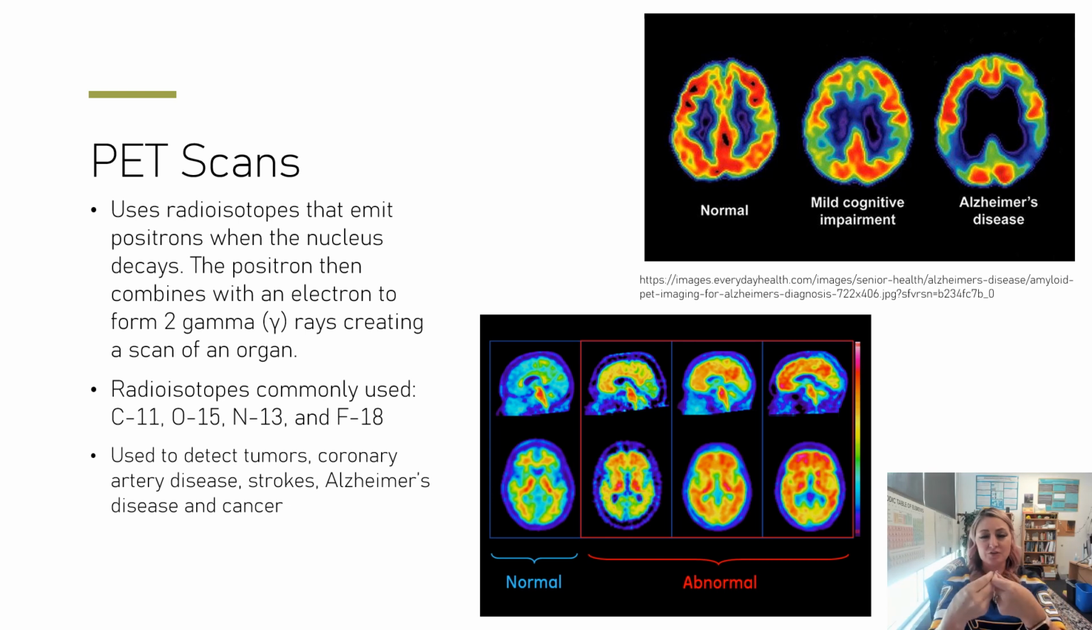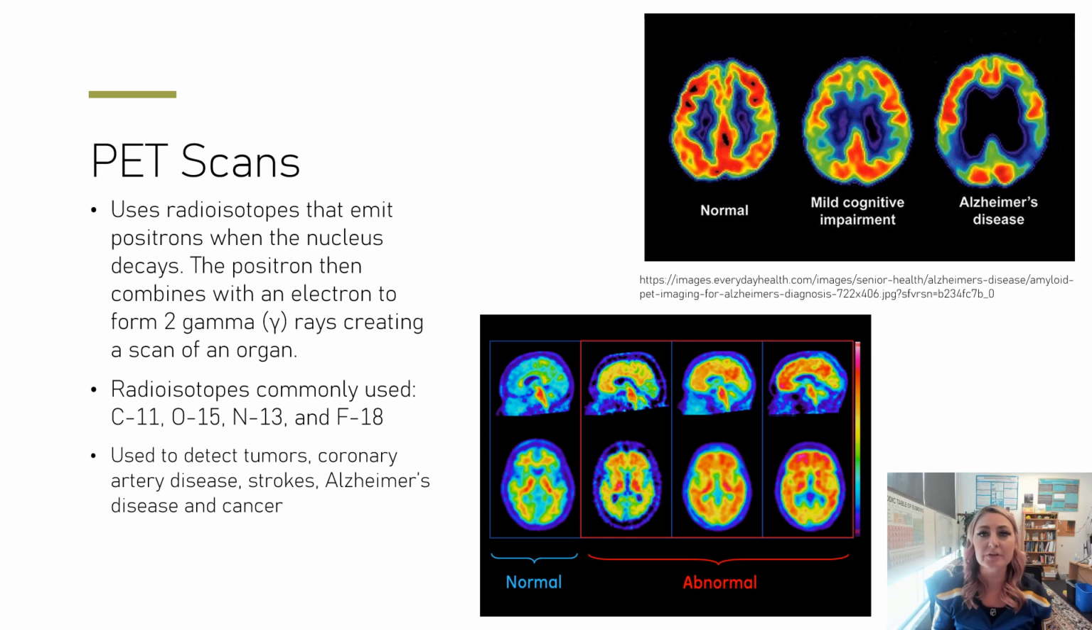A positron and electron will collide. When this happens, annihilation occurs and a photon of energy is released. And it's that photon that allows us to get the image of the scan. So for a PET scan, we are using radioisotopes such as carbon-11, oxygen-15, nitrogen-13, and fluorine-18. Specifically, carbon-11 and fluorine-18 can be incorporated into glucose.